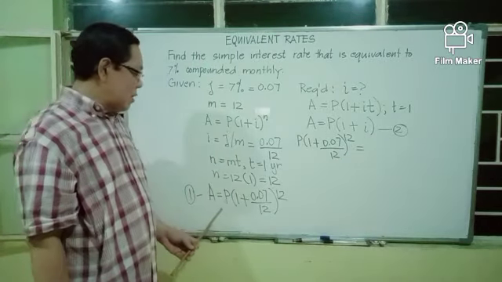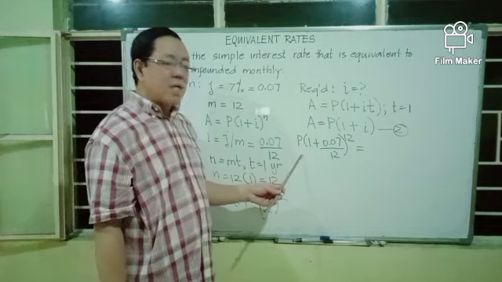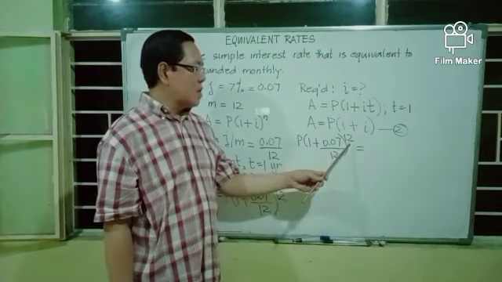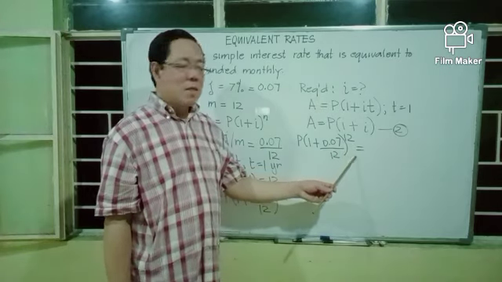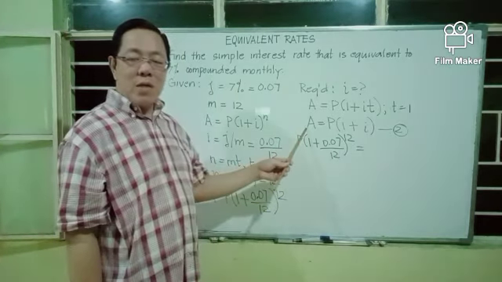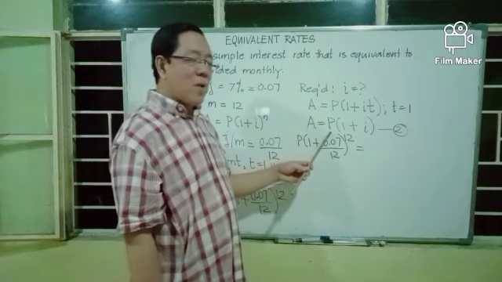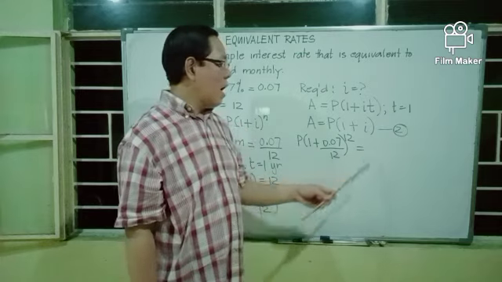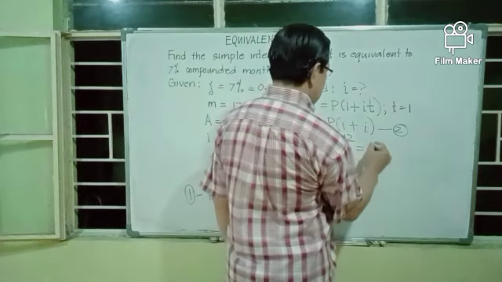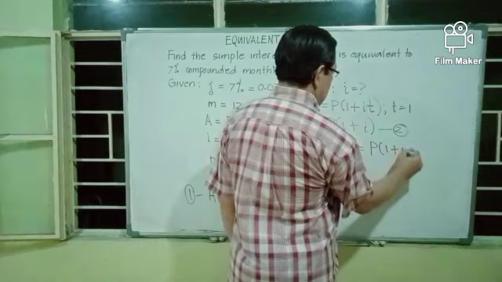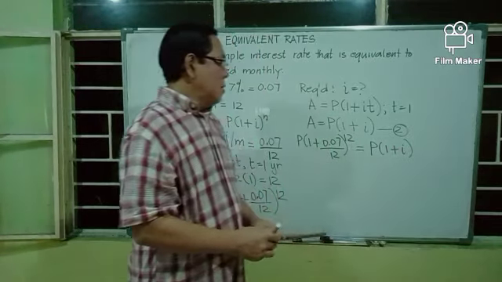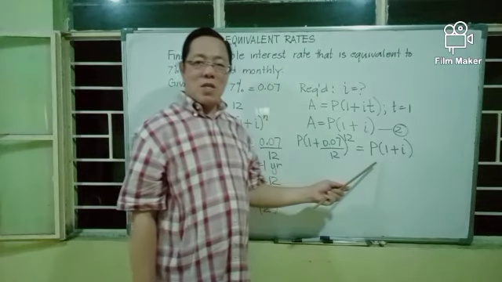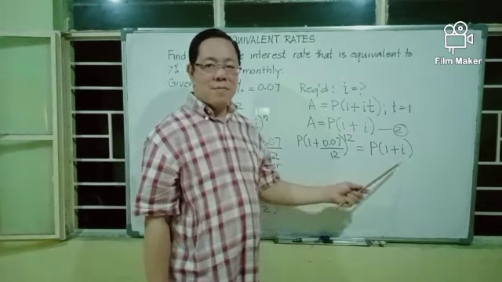Again, the accumulated value from equation 1A is P times quantity 1 plus 0.07 divided by 12 to the power 12. And equate this to the value of accumulated value A from equation 2, which is P times quantity 1 plus I.